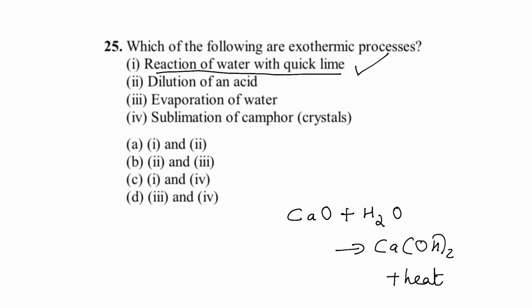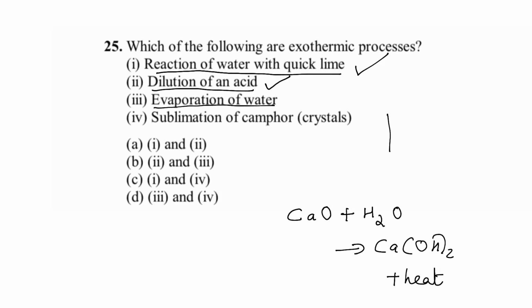The second reaction maybe you don't know, dilution of an acid. When water is added to an acid, we call it dilution. During that process also, a huge amount of heat is released. So it is also an exothermic process. Dilution means adding water to the acid. During that process also, a huge amount of energy will be released. So it is exothermic.